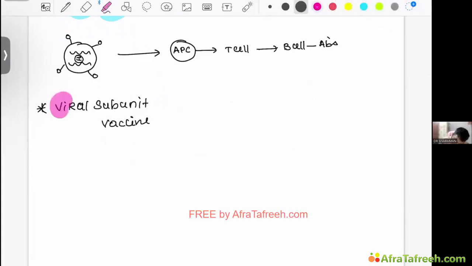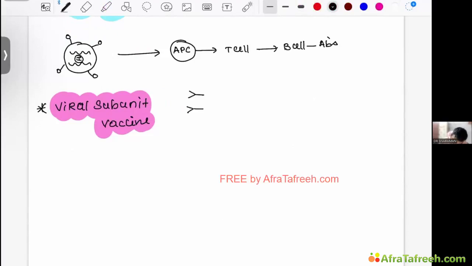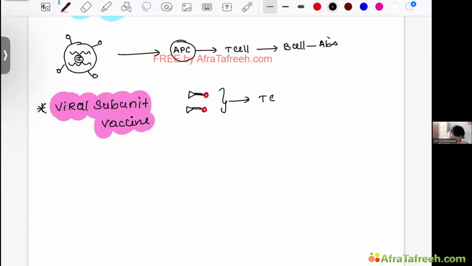Viral subunit vaccine. What happens here is the SARS-CoV antigen is separated, and it is added to an adjuvant. An adjuvant is a material which will carry these antigens. It is then given to the human body, and again the same thing happens: T cell, B cell, antibody. This is called a viral subunit vaccine.